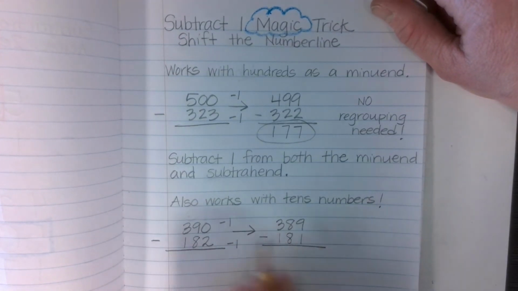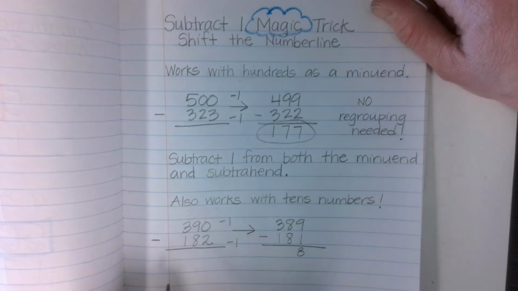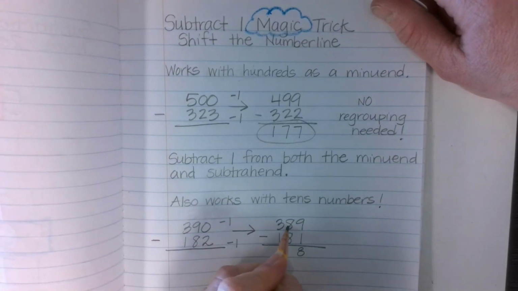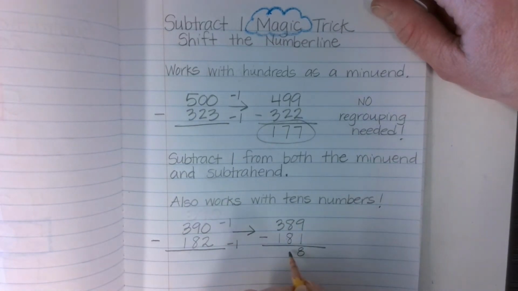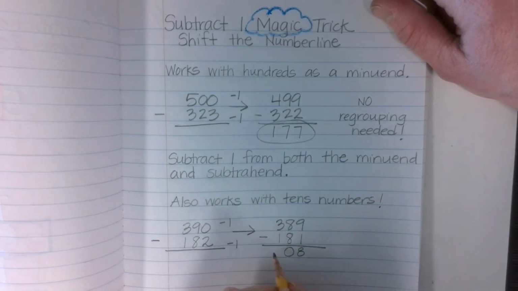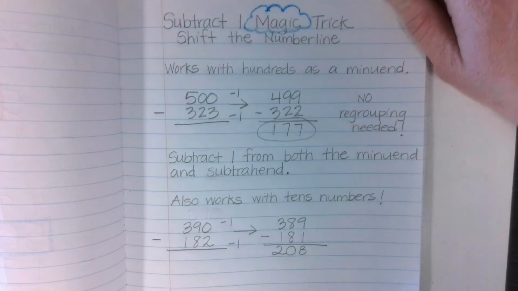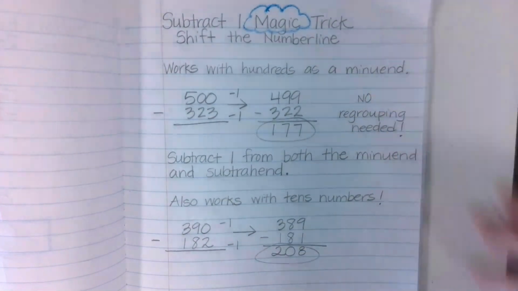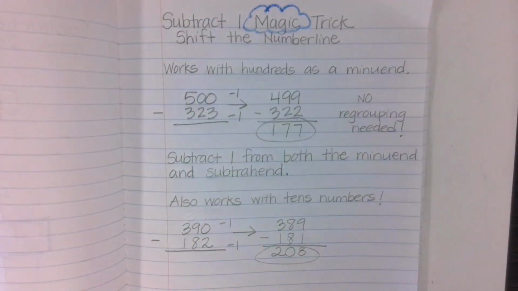So 9 subtract 1 is 8. 8 tens subtract 8 tens is 0. 300 subtract 100 is 200. My difference is 208.